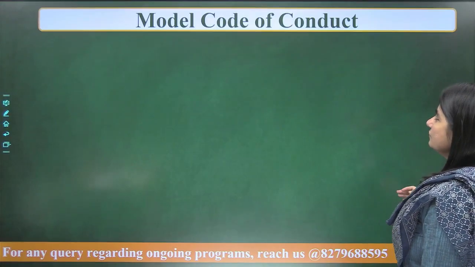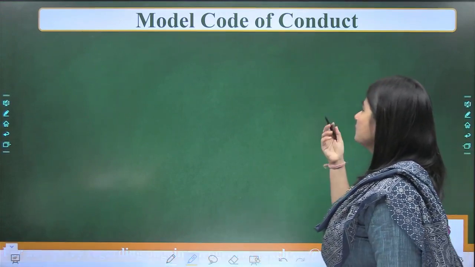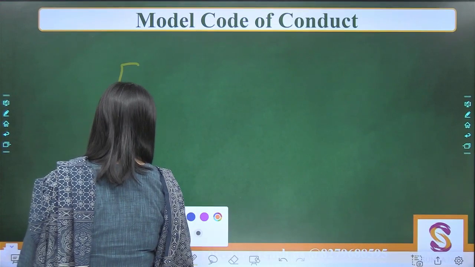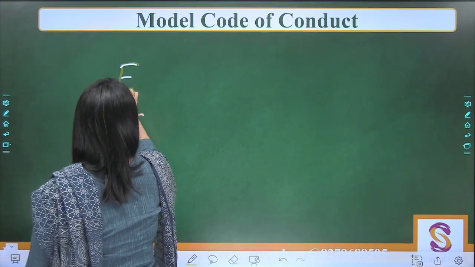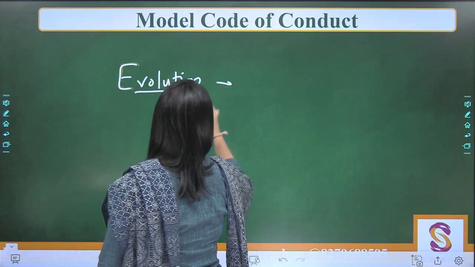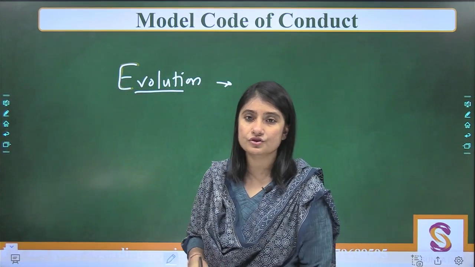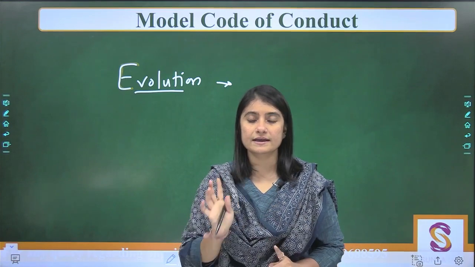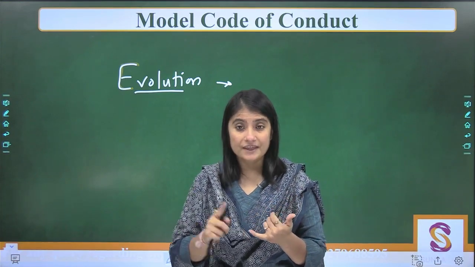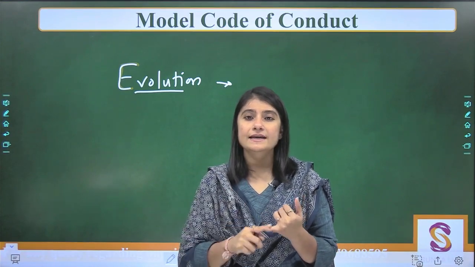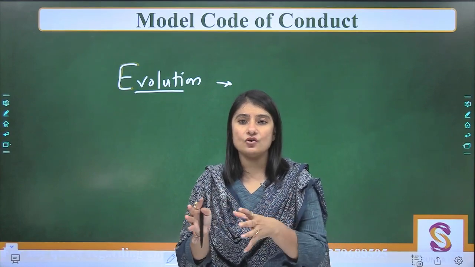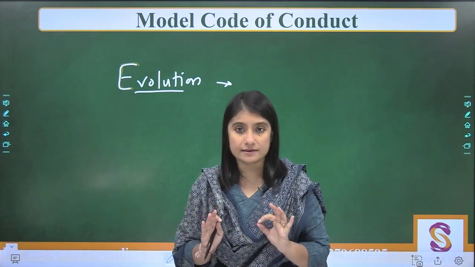So first of all, we will talk about what is this Model Code of Conduct, what is the history of evolution of the same. Was it already a part of the Constitution? So first of all, we have to understand one thing: Model Code of Conduct is not a part of the Constitution, neither does it have any statutory backing. It is not backed by any act of the Parliament or any state legislatures.